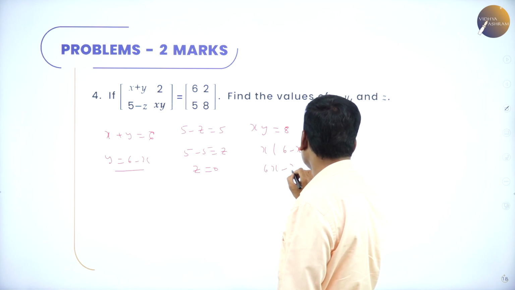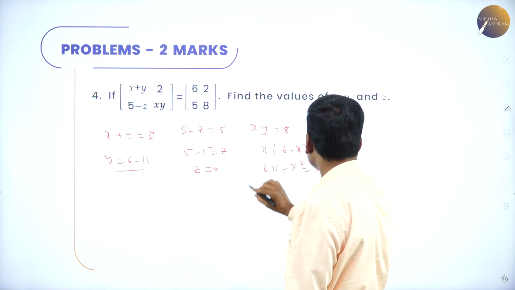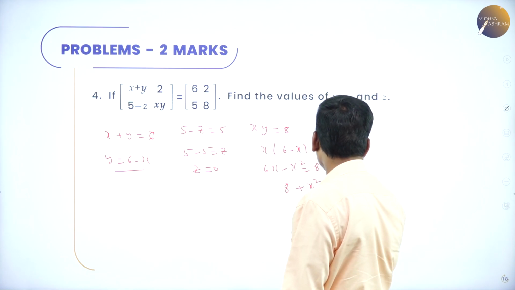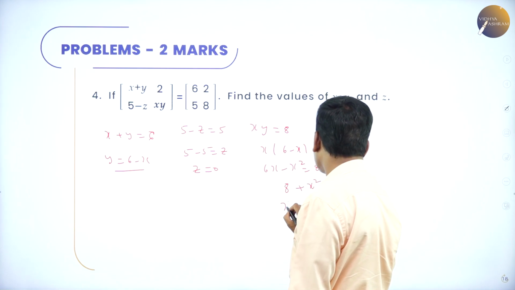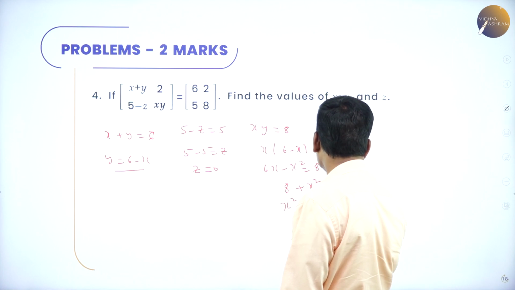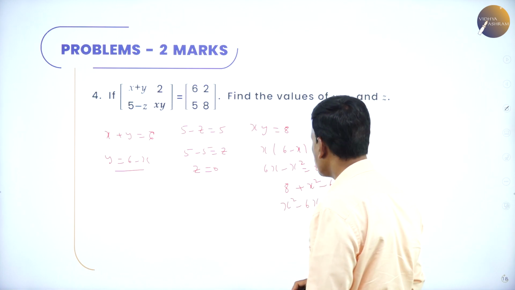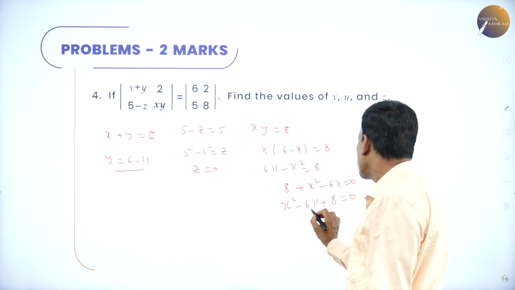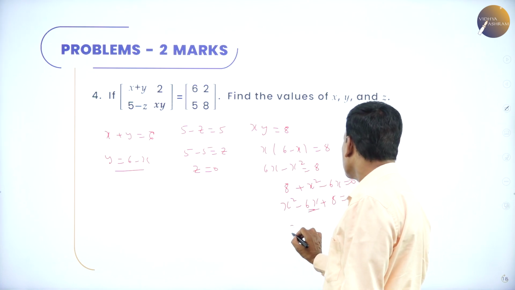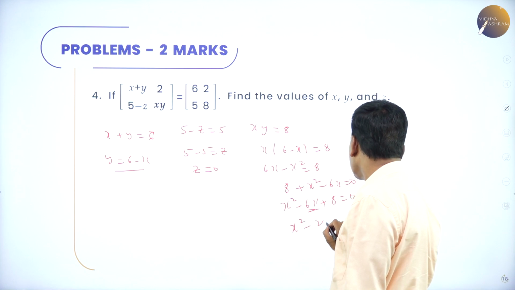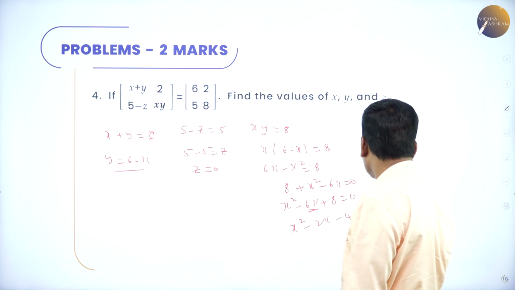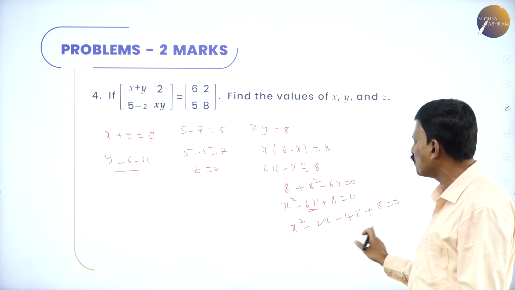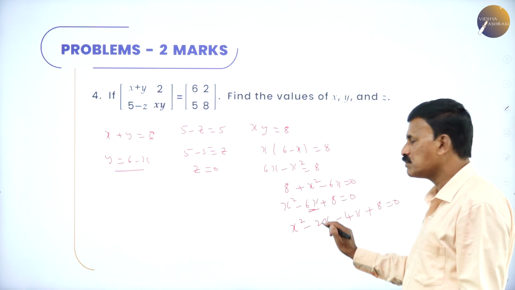This is 6x minus x square is equal to 8. Transfer this. 8 plus x square minus 6x is equal to 0. Put it in order. X square minus 6x plus 8 is equal to 0. A quadratic equation. So 8 can be written as 4 into 2. Factorize this 6x. So this can be written as x square minus 2x minus 4x plus 8 is equal to 0. Factorize, 8 can be written as 2 into 4. Minus 2x minus 4x is minus 6x.